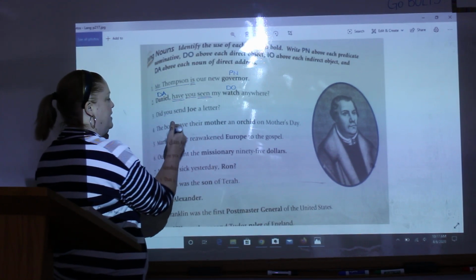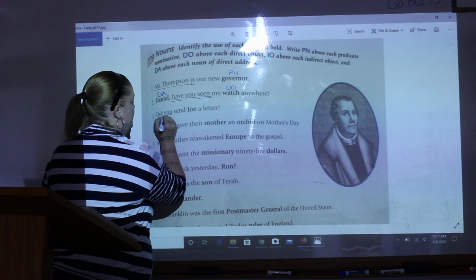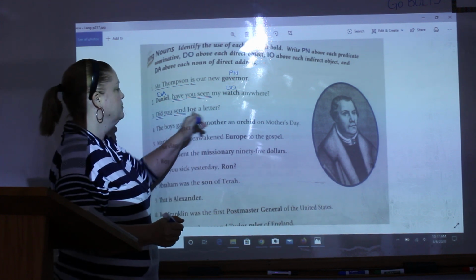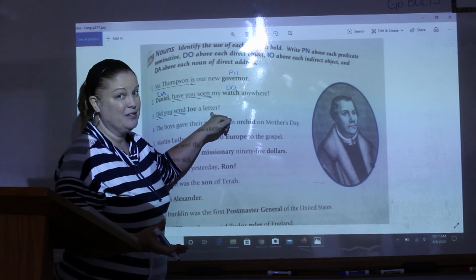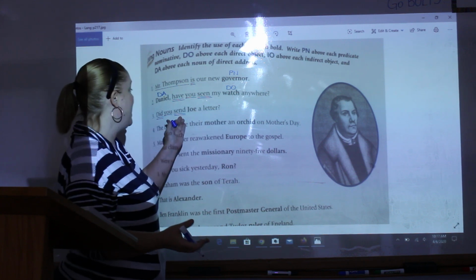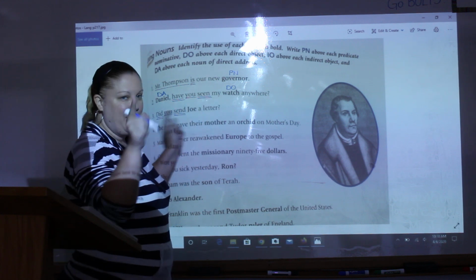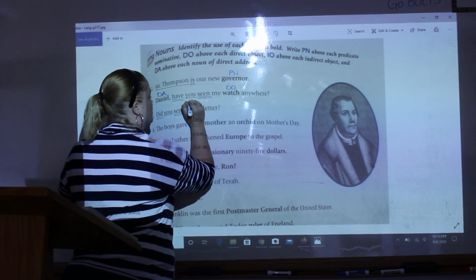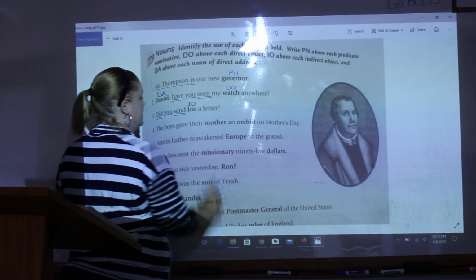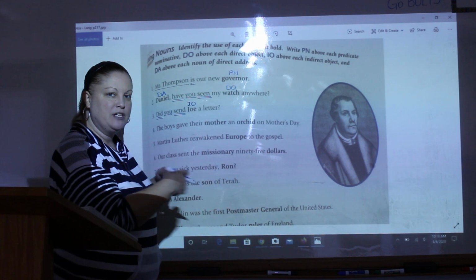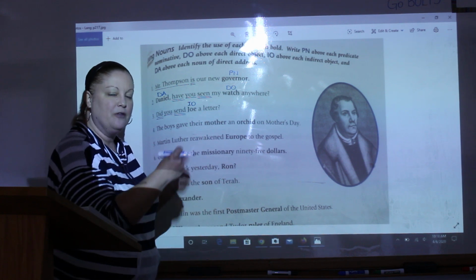Did you send Joe a letter? You did send what? A letter. So Joe can't be the direct object, right? This is an action verb. A letter to whom or for whom? Now that would work. So Joe is functioning as an indirect object here. This is why it's helpful to underline those subjects and verbs to help you figure out the function of other words in the sentence.